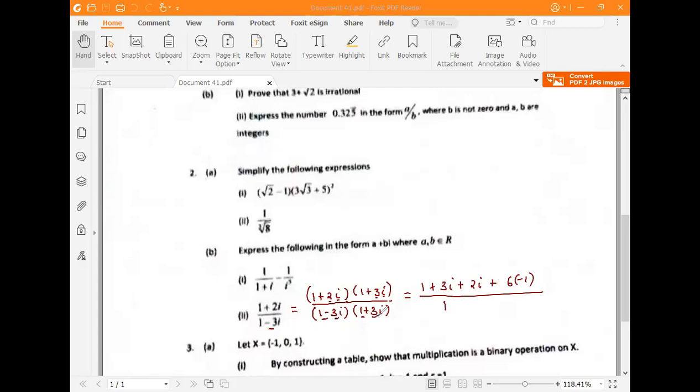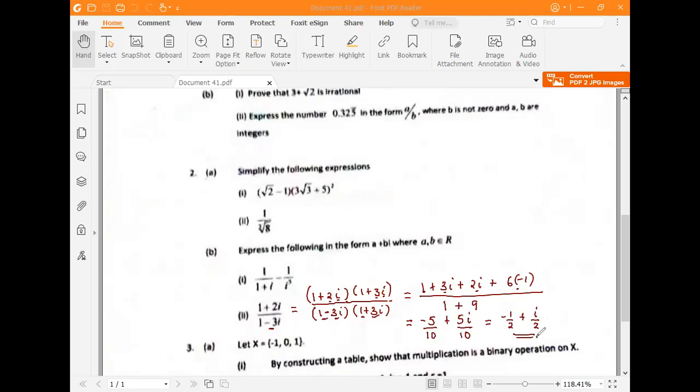3 times 3, 9, I times I, negative 1, times negative. And then 1 minus 6, we get minus 5. 3 plus 2, we get plus 5I over 10. So we have minus 1 over 2 plus I over 2.